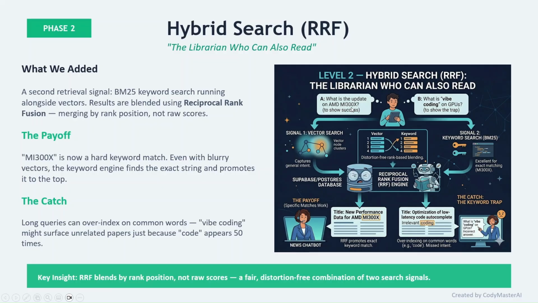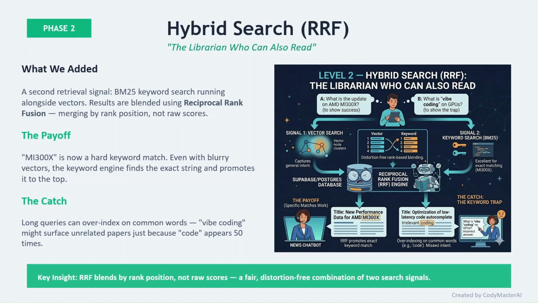We added a second retrieval signal on top of vectors, keyword search BM25, the same algorithm that powers Google search. Our database, Supabase/Postgres, runs both searches simultaneously and blends the results using reciprocal rank fusion, RRF. I call it the librarian who can also read, as it's not only semantically aware but also keyword sensitive.